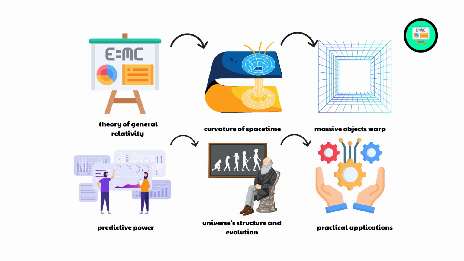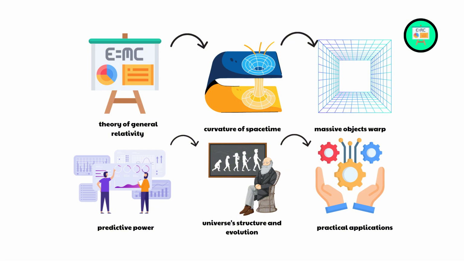It accurately explained the precession of Mercury's orbit, which Newtonian physics couldn't account for. It also predicted phenomena like gravitational lensing and black holes, which were later observed and confirmed. The implications of general relativity extend far beyond gravity. It has profoundly impacted our understanding of the universe's structure and evolution. The theory forms the basis for modern cosmology, including our understanding of the Big Bang and the expansion of the universe.